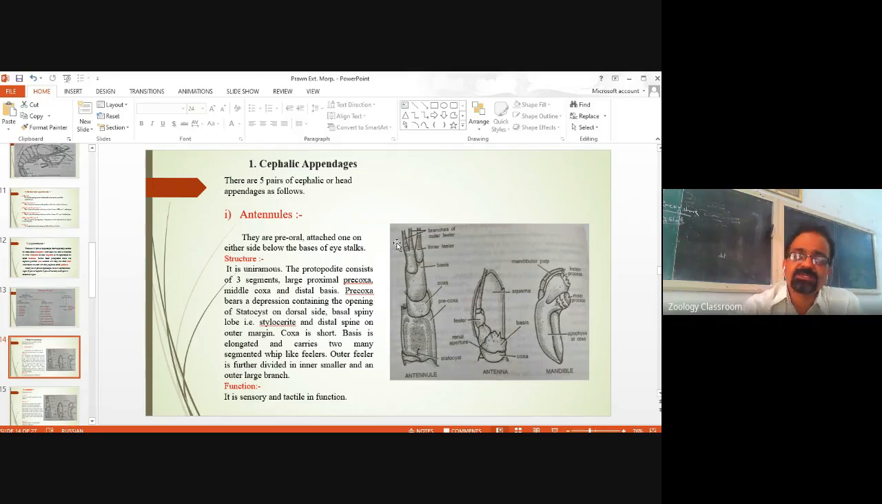These are antennules, and with the help of this antenna it can feel an obstacle coming in its way. So these are the feelers. The function is sensory and tactile. So we have discussed the first one.